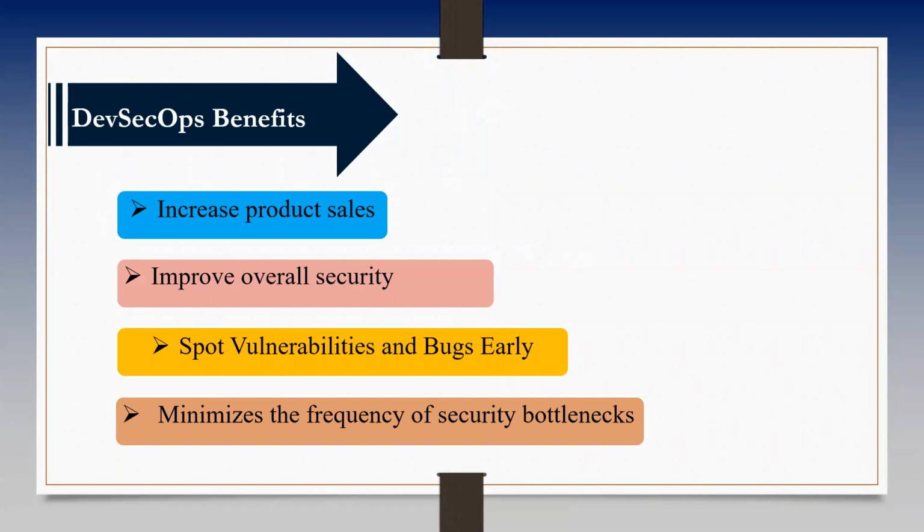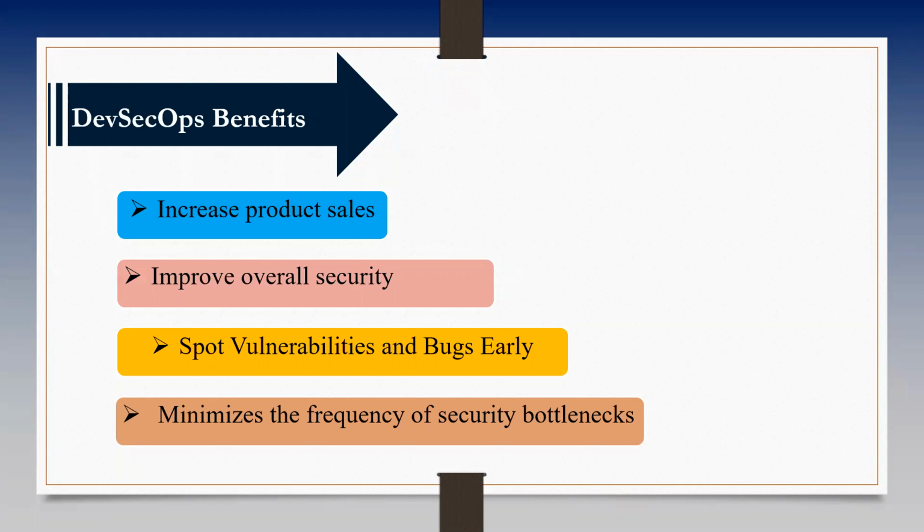Now we'll discuss the importance of DevSecOps. DevSecOps can increase product sales. The most important and obvious advantage of the DevSecOps approach is improved overall security. As mentioned earlier, vulnerabilities can be identified very early in the pipeline, making them much easier to fix. In addition, continuous monitoring enhances threat hunting capabilities. On the business side, the safer the product, the easier it is to sell.